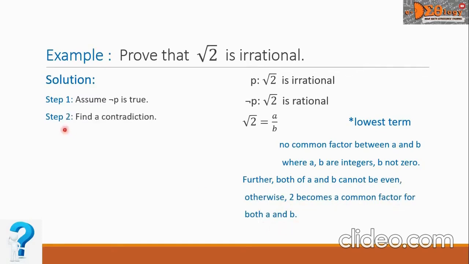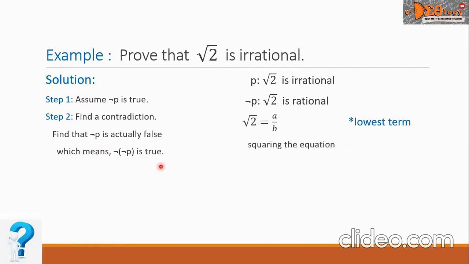Now, step 2, let us find a contradiction based on these statements. That is, let us find that not P is actually false, which means the negation of not P is true.